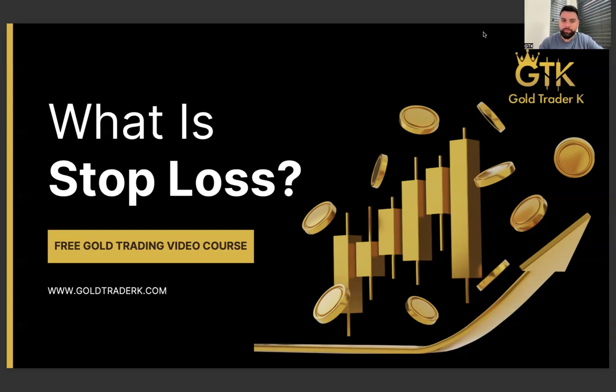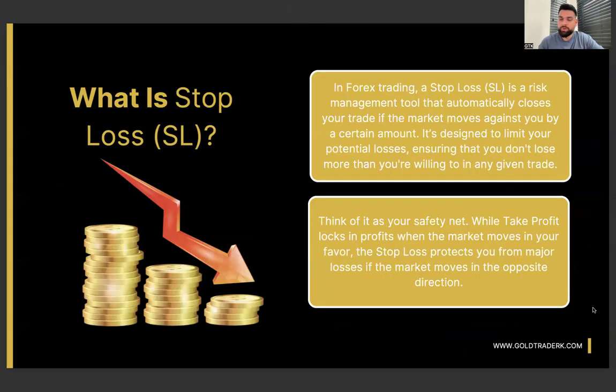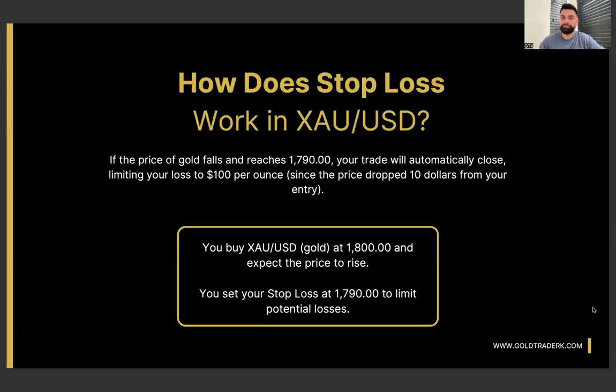On today's topic, I will be covering what is a stop loss. So, a stop loss, also referred to as SL, is a risk management tool that automatically closes your trade if the market moves against you by a certain amount. It's designed to limit your potential loss, ensuring that you don't lose more than you're willing to in any given trade. Think of it as a safety net. While take profit locks in profits when the market moves in your favor, the stop loss protects you from major losses if the market moves in the opposite direction.